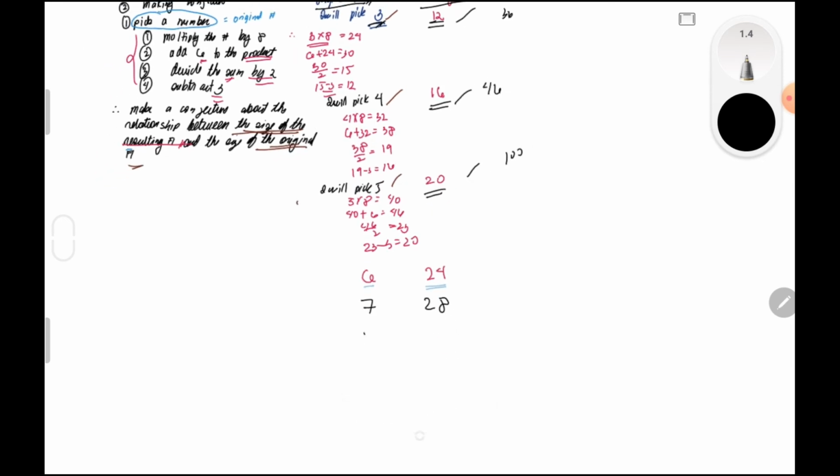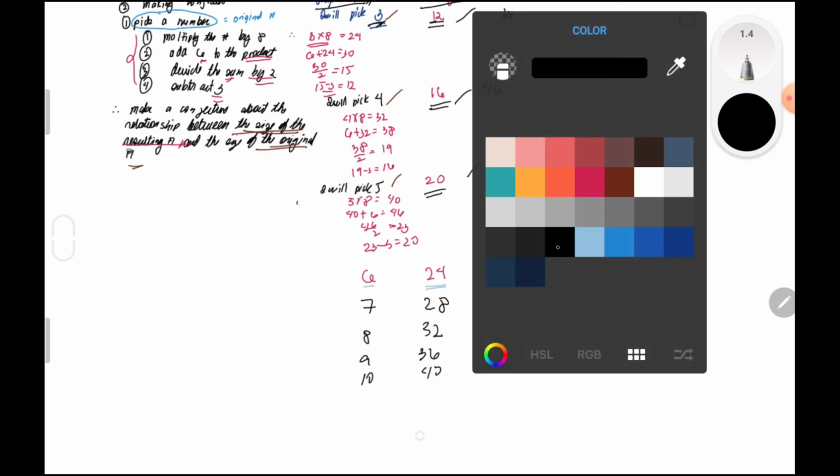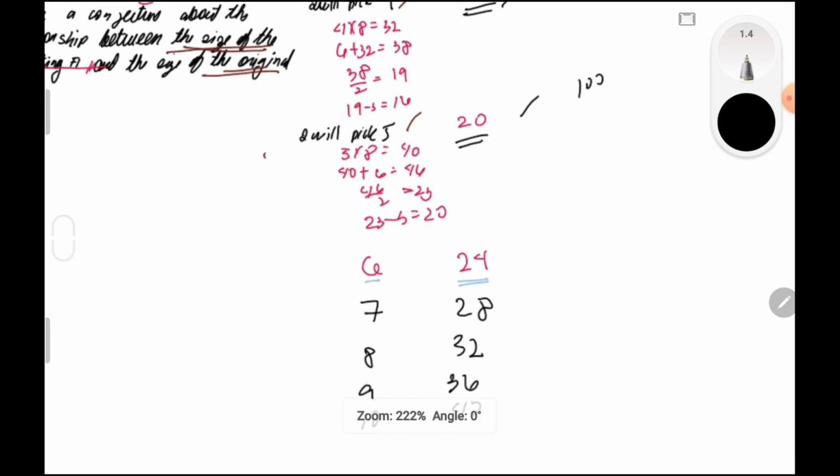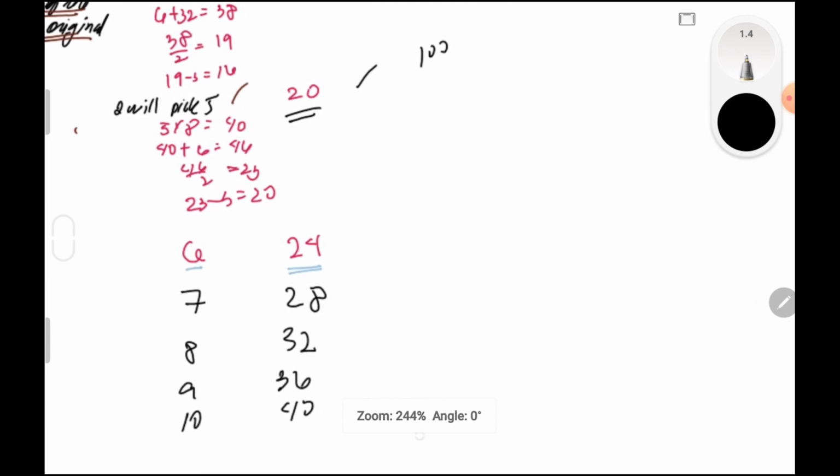If I would pick 8, maybe I will have 32. And if I would pick 9, maybe I have 36. And if I would pick 10, I would get 40. So, by proving this one, let's say I would pick 10, so 10 multiplied by 8, I will have 80. So 80 plus 6 will be 86, and 86 divided by 2 will be equal to 43, and 43 less 3 will be equal to 40.